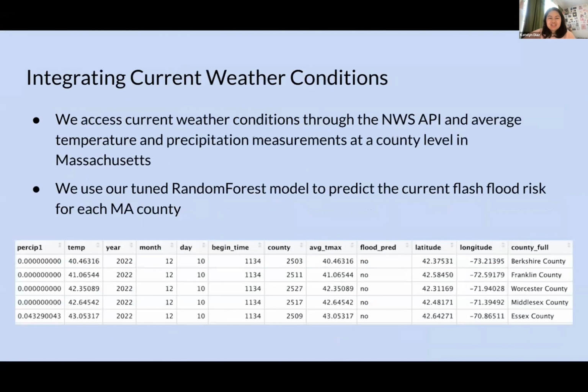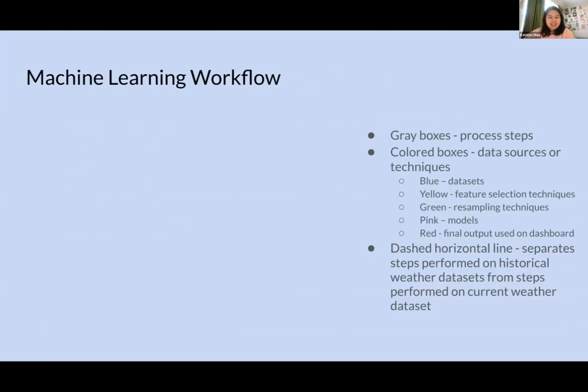Finally, we wanted to integrate current weather conditions so that we'd be able to predict flash floods in real time. We did this by accessing current weather conditions through the National Weather Service API, and average temperature and precipitation measurements at a county level in Massachusetts. We then use our tuned random forest model to predict the current flash flood risk for each Massachusetts county. And you can see what the data looks like at the time of the screenshot. There were no flood predictions occurring, but that is what it looks like.